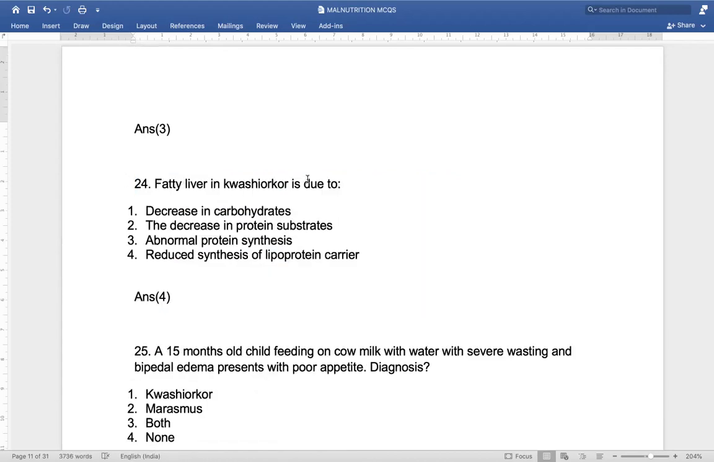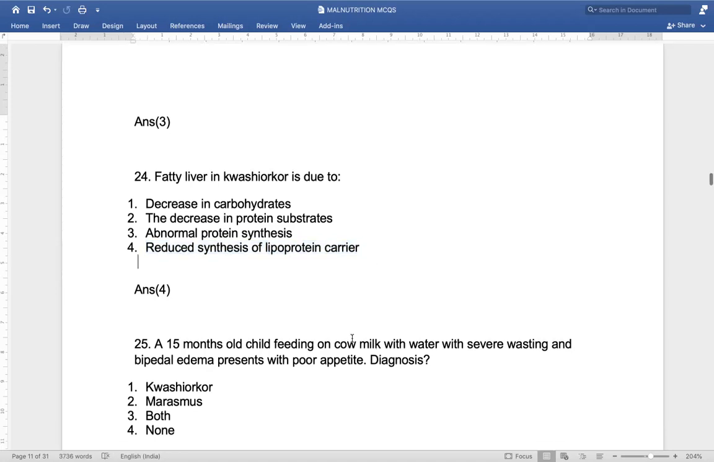So fatty liver, why does fatty liver occur in kwashiorkor? So fatty liver is mainly because of reduced synthesis of lipoprotein carrier. So lipids which are present in the liver are not mobilized from liver to the periphery. So this is the main reason why fatty liver occurs in kwashiorkor. So nothing related to abnormal protein synthesis, or decreased protein substrates, nothing related to carbohydrates also. So mainly the lipoprotein carrier like ApoB or apolipoproteins which carry low density lipoproteins from liver to the periphery tissues is less in kwashiorkor. So that's why it results in accumulation of fat in the liver.